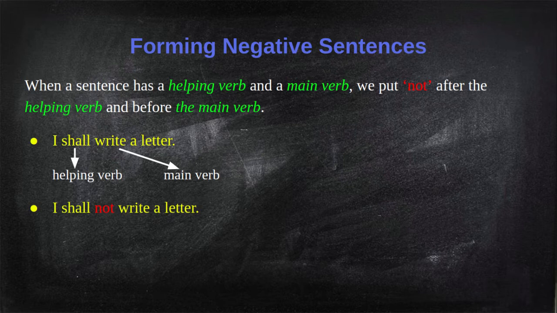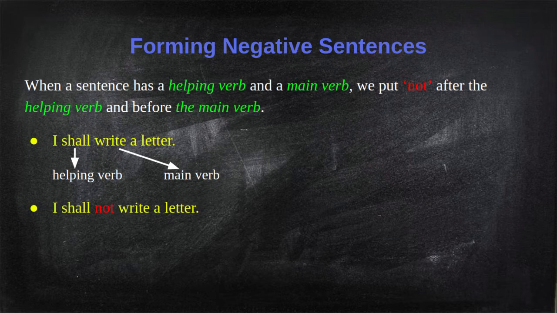Negative sentence means a sentence in which we use no or not. Interrogative sentences mean the questions. So here, first, how to make a negative sentence from an assertive sentence.